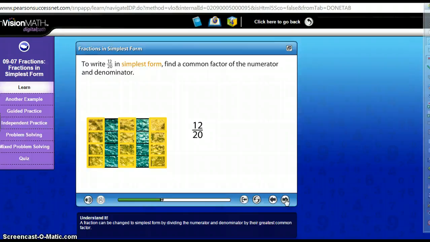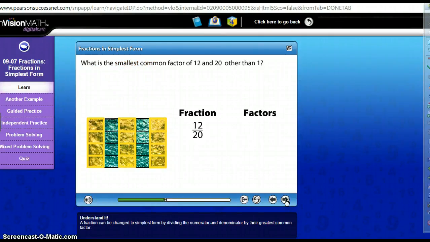To write 12/20ths in simplest form, find a common factor of the numerator and denominator. What is the smallest common factor of 12 and 20 other than 1? Again, they want the smallest common factor, not the greatest common factor. So what is the smallest common factor of 12 and 20, Abby? 2. Since 12 and 20 are even numbers, they have 2 as a factor.